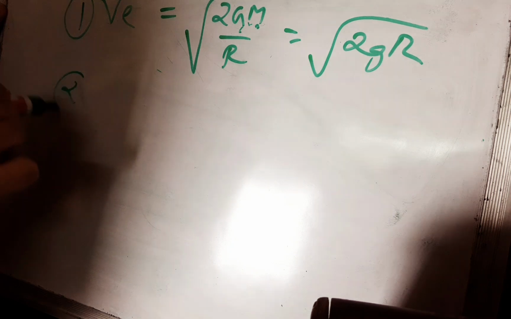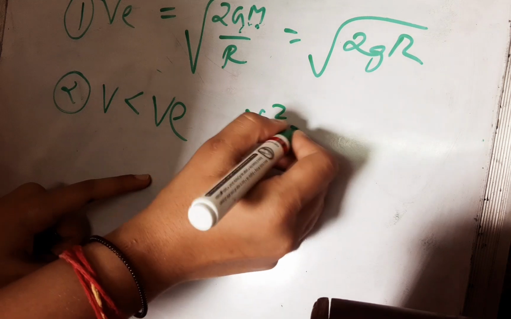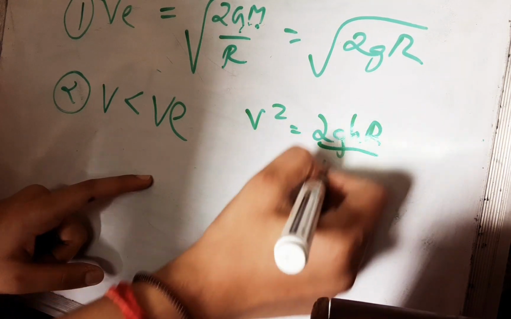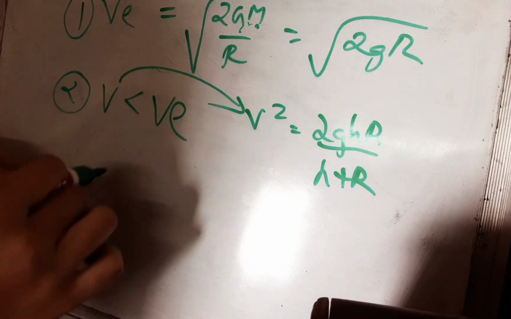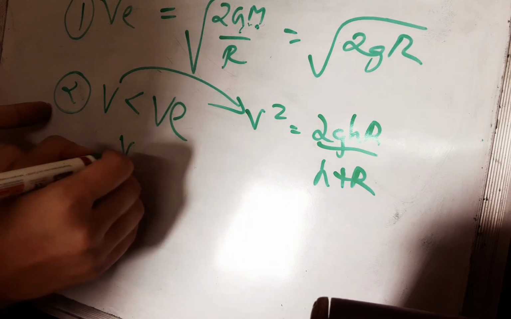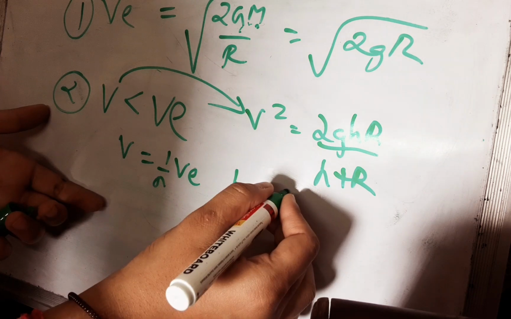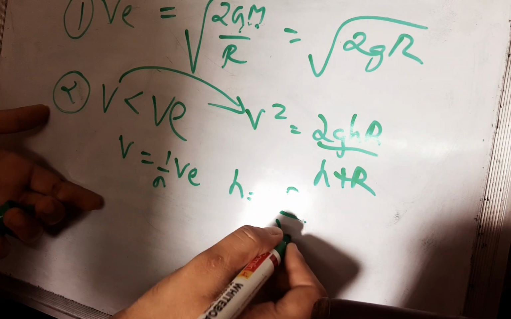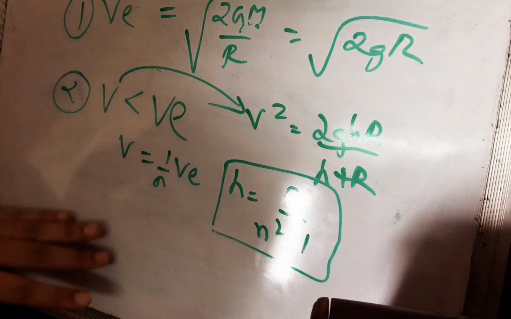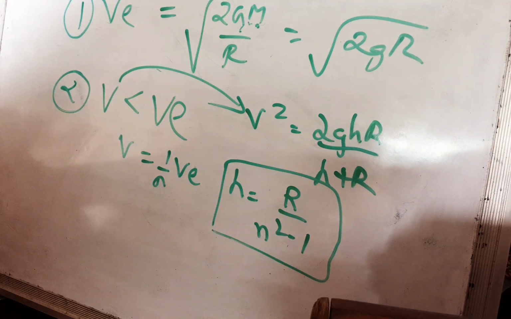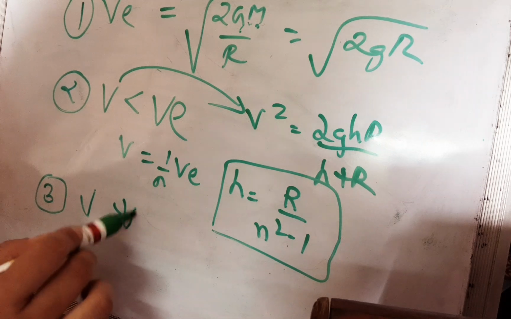The second case will be your velocity is less than escape velocity. Either it is given like v square is equal to 2gHR upon H plus R, this v square value, or else if it is given like v is equal to 1 by n times of Ve, then the height will be equal to R by n square minus 1. We already derived it. I showed you how to derive that. I'm just giving the revision. The third one was when your velocity is greater than escape velocity.